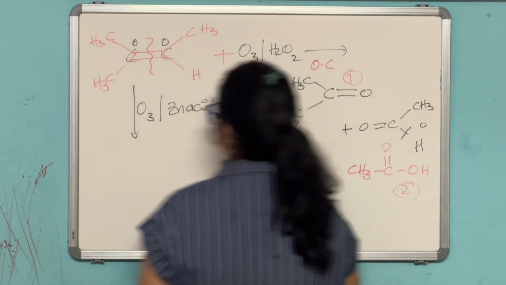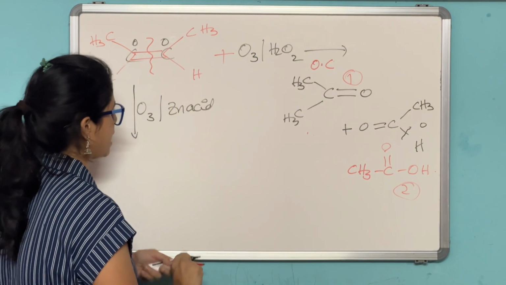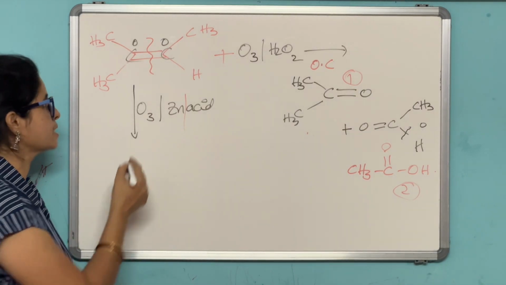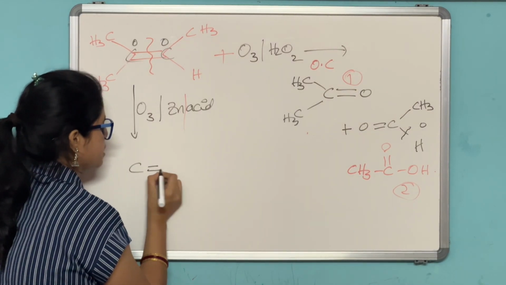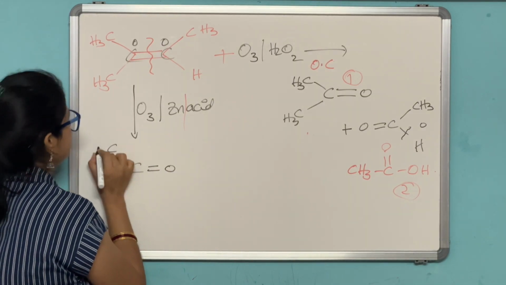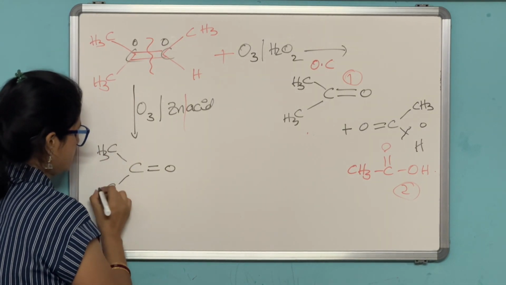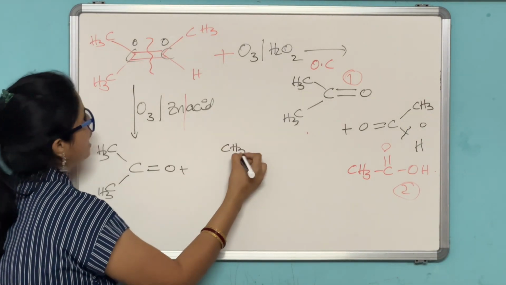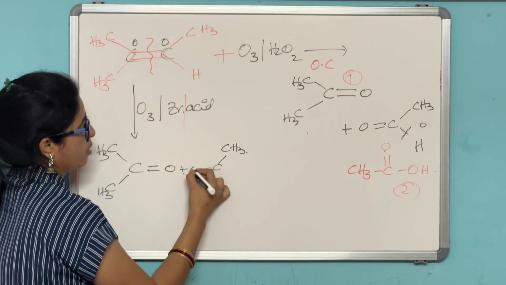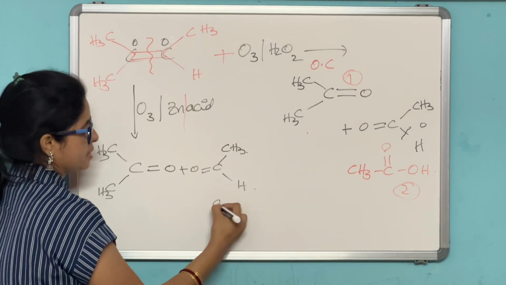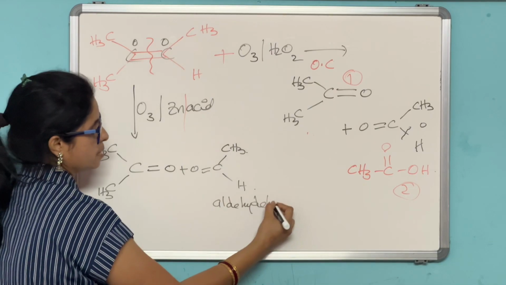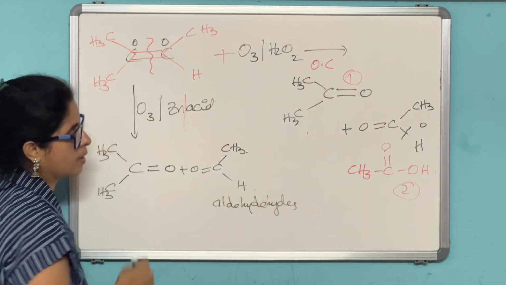So here ozone along with zinc and acid. Here always the products are aldehydes and ketones. So it is C double bond O and here is your CH3, this is the ketone, plus CH3 C double bond O and hydrogen, it is the aldehyde. Clear? This is about ozonolysis of alkenes.